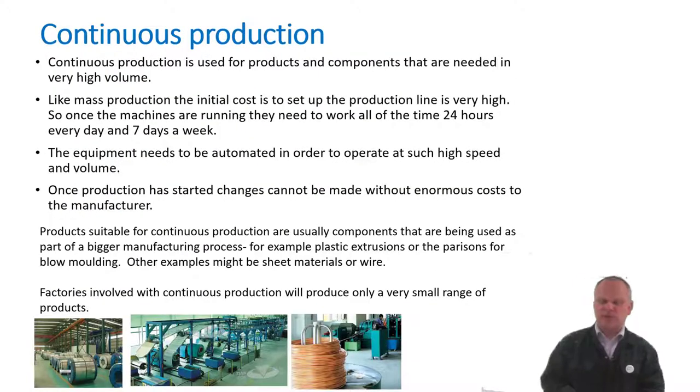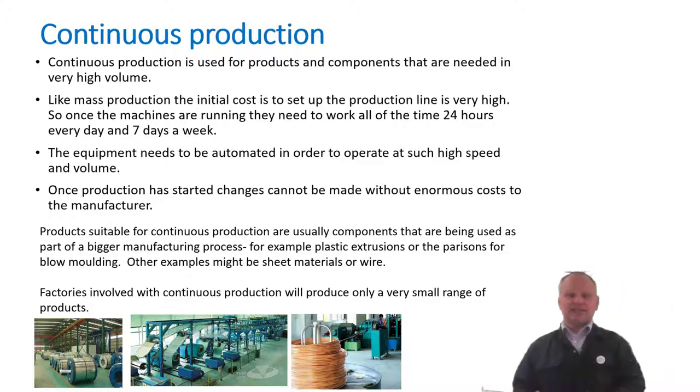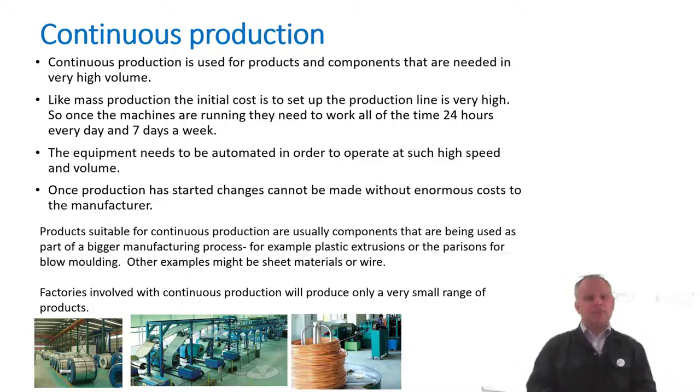Right, next one, continuous production. It looks a bit like mass production. It kind of looks like the same thing, but actually what you'll find is that although some of the equipment is very, very similar, these machines run 24 hours a day, 7 days a week, 365 days of the year. And they're pretty much only producing the same thing. Bit of variation and possibly different lines within a factory.